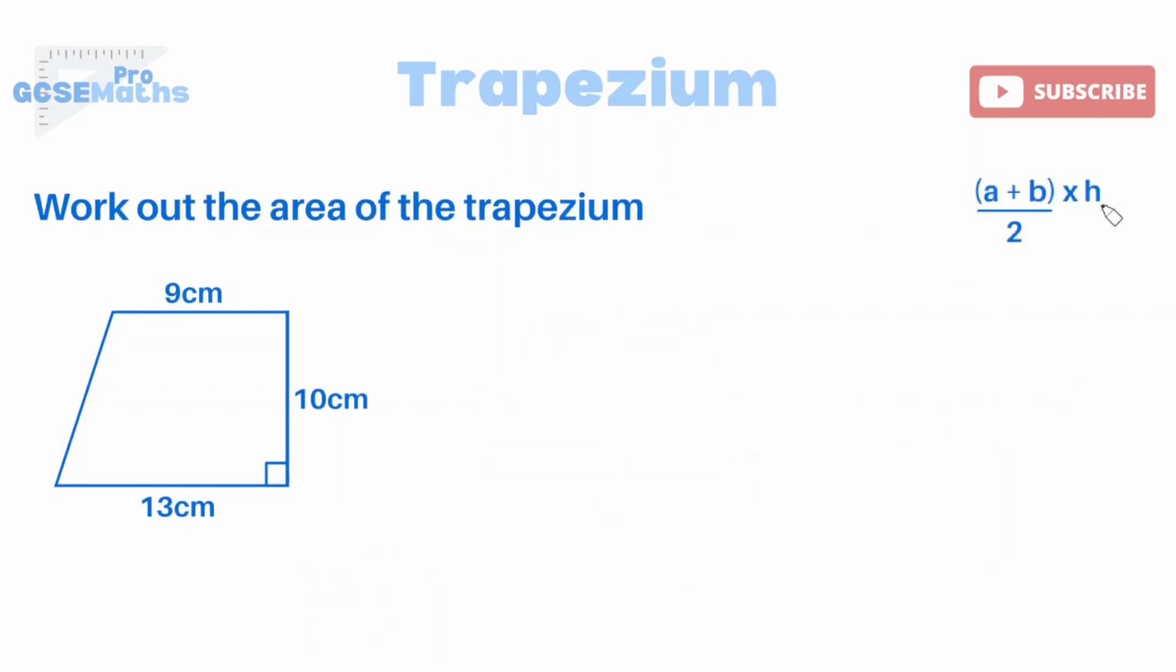So I've got the formula in the corner of the screen as well, however make sure you have got it noted down somewhere. Obviously here I've just shortened it to h for height, but remember that is the perpendicular height. So for this first one, work out the area of the trapezium.